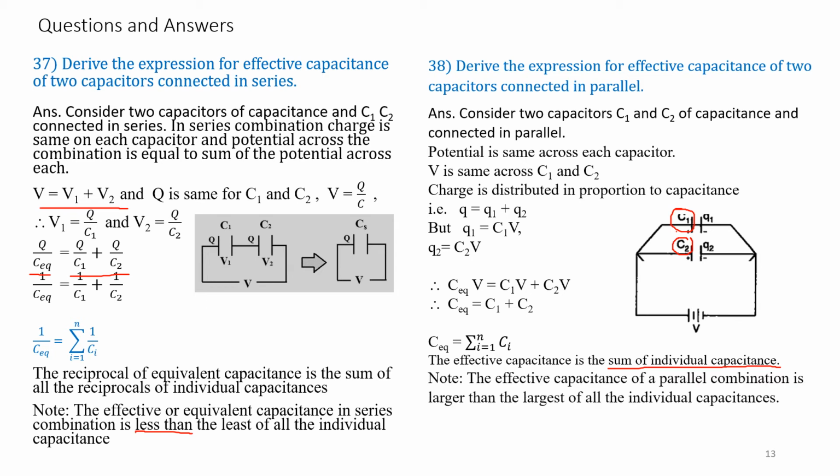The effective capacitance of capacitors in parallel is always larger than the largest. Suppose here C1 has the largest value, C equivalent will be larger than this because it is getting added.